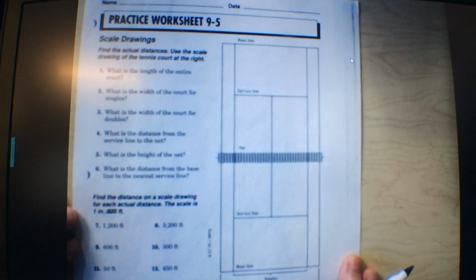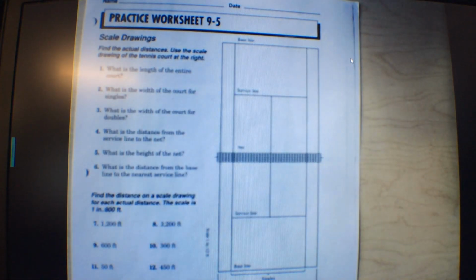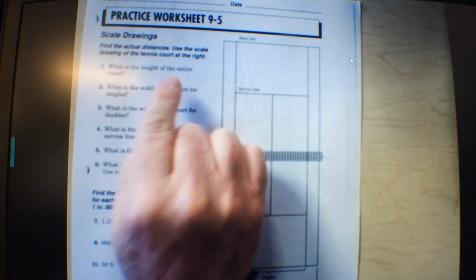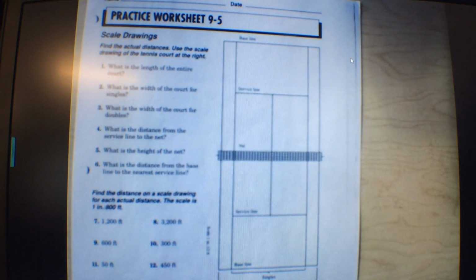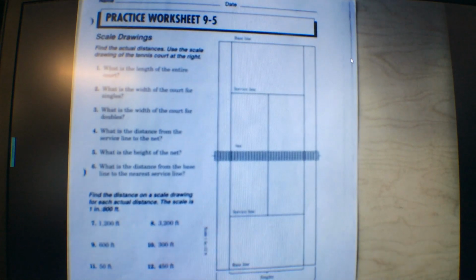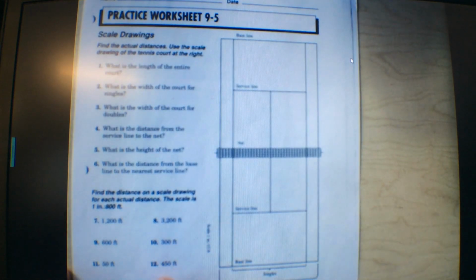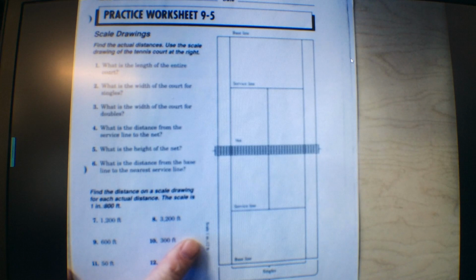Okay. Alright, now folks, you see this? We have a tennis court to start with. The first 6 problems are about a tennis court, aren't they? Yep. So it says, what is the length of the entire tennis court, correct? Now, we know that the scale, here's the scale right here. See where my finger's at? The scale is 1 inch equals 12 feet, correct?